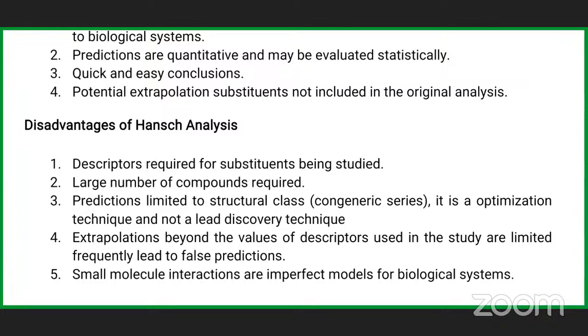We'll consider one group here and see whether it is increasing or decreasing the reactivity. If it is increasing, then we'll proceed with that one. If it is decreasing, then we'll reject it and take some other group. So it depends on the trial and error method. You need to check a large number of compounds, and predictions are limited to the structure class, and it is an optimization technique and not a lead discovery technique.